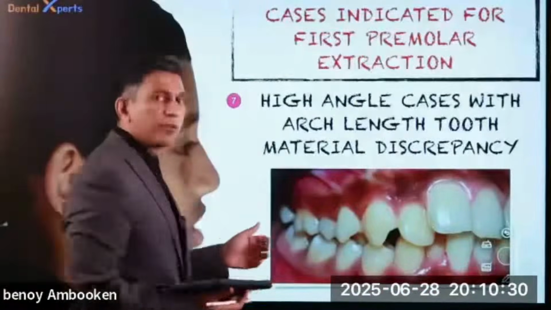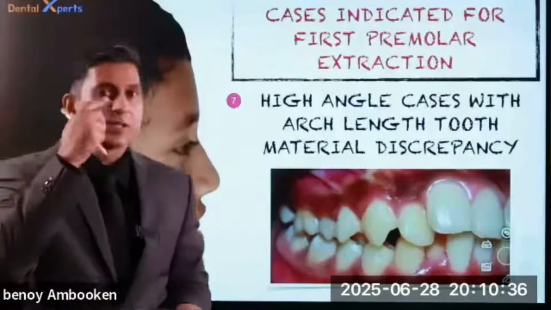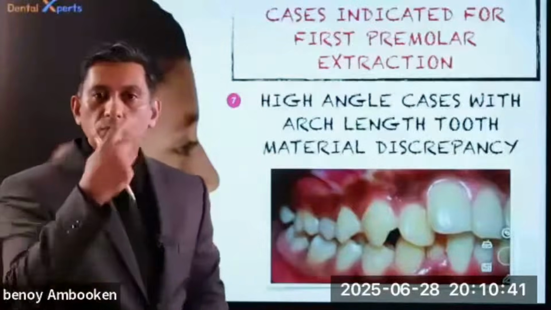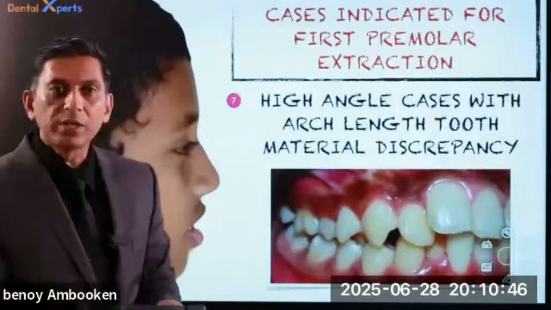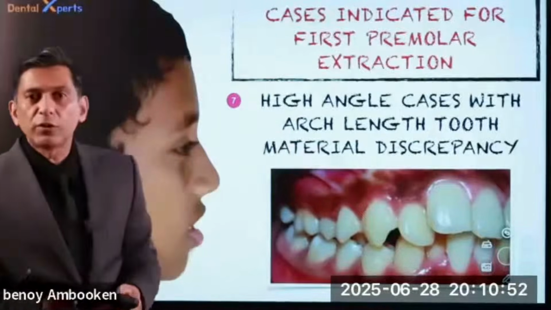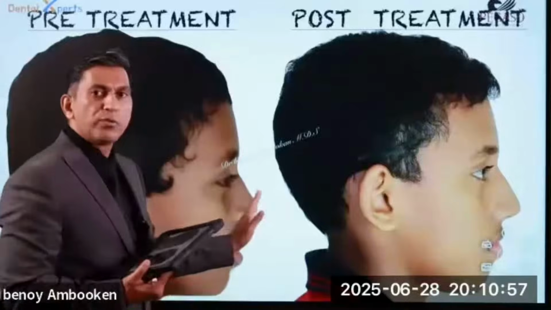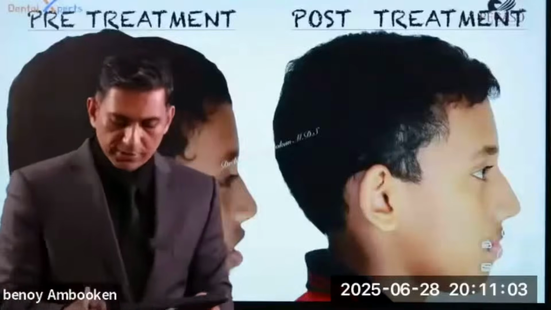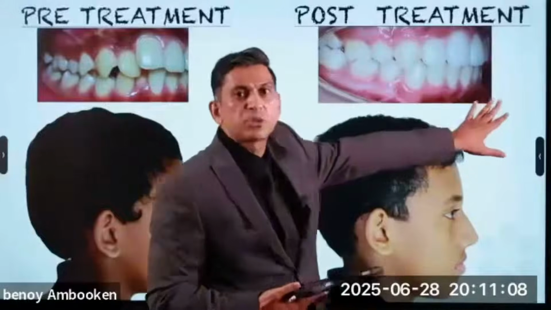Now, another case indicator for first premolar extraction is the high angle case. What is a high angle case? Long face, arch length tooth material discrepancy, a narrow arch, severe crowding with proclination. So a case coming with a long face, a narrow arch, and dental proclination with crowding because of arch length tooth material discrepancy is, again, a case indicated for first premolar extraction. All these cases should get a beautiful result in the anterior and a beautiful occlusion at the posterior. That's our main target in orthodontics.